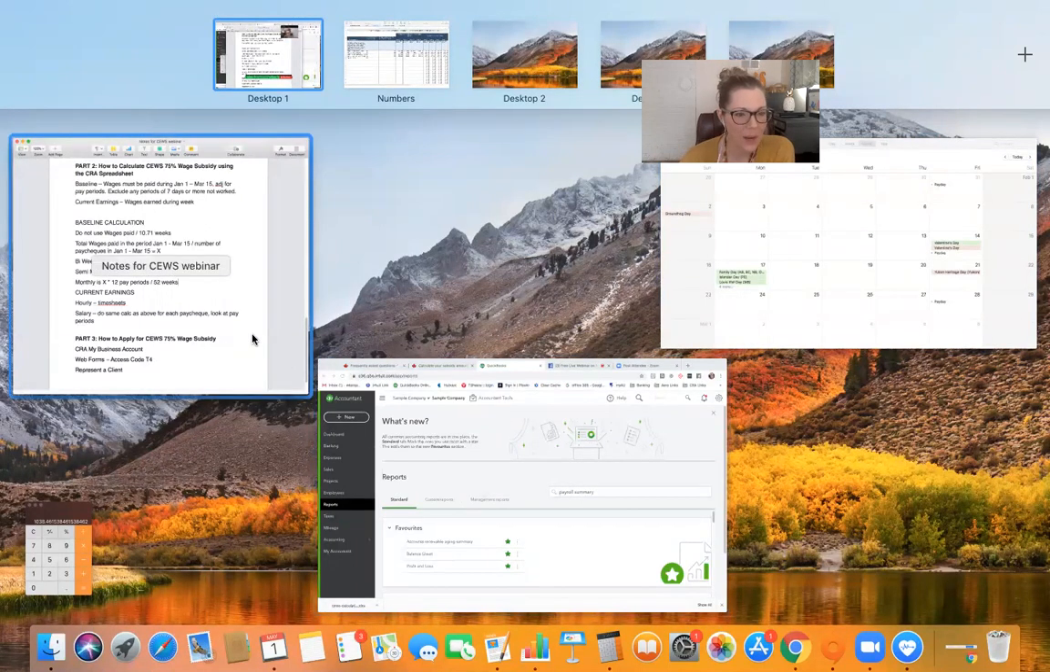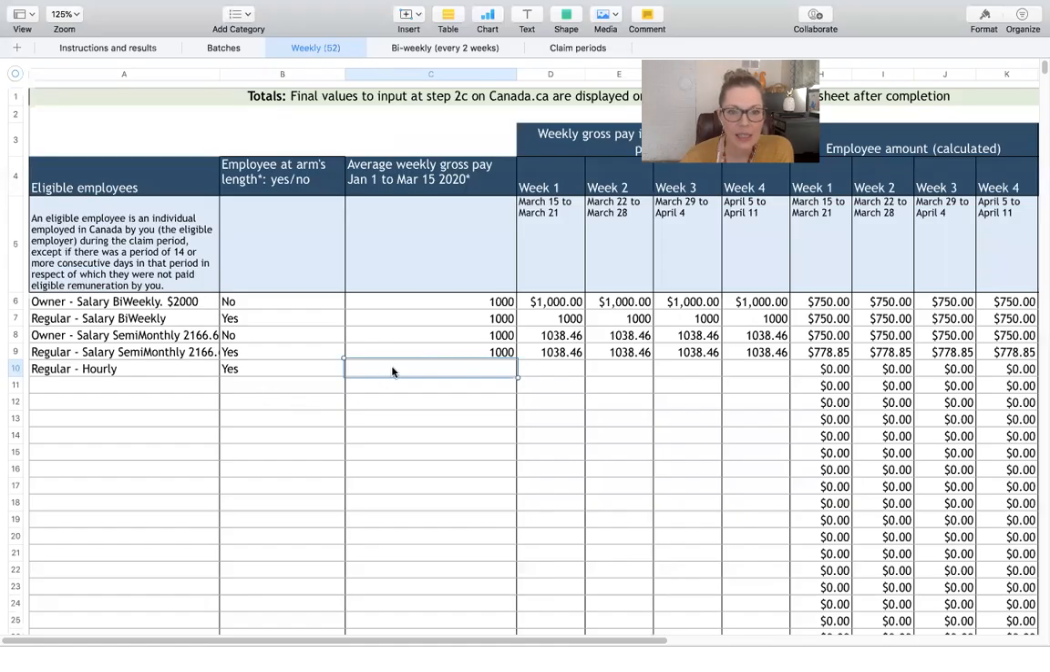Okay, where am I with this? Okay, so we did that. We're gonna put in weekly gross pay. Okay, so this person's hourly, and let's say they were monthly, because I haven't done that example. Sure, just for fun.